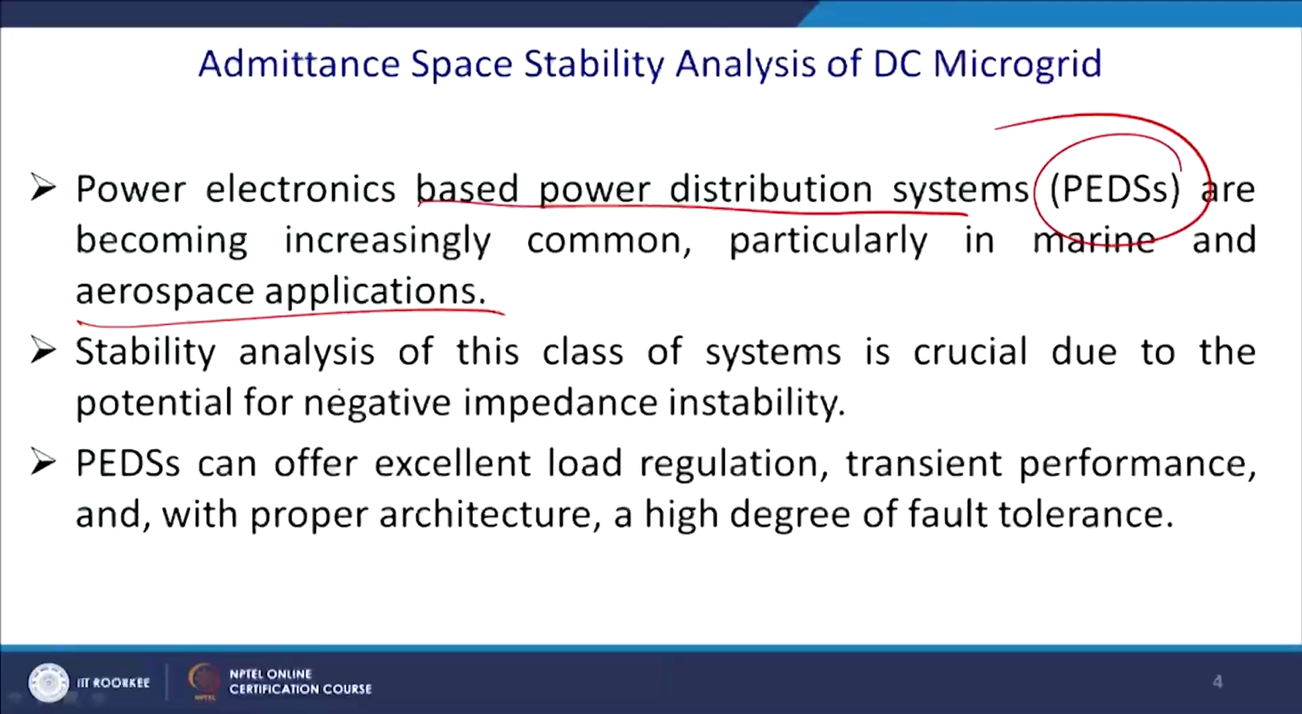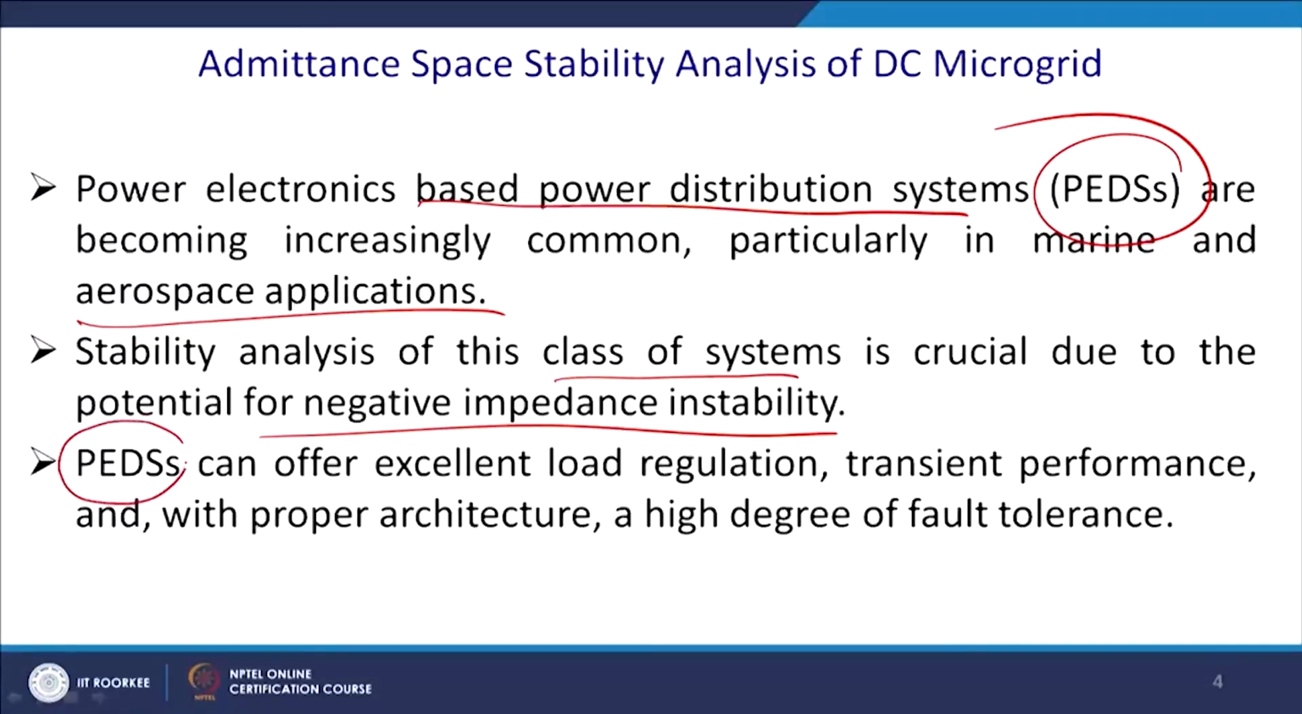So, it can be visualized as a DC microgrid. In the same way, a spacecraft or an aircraft can also be visualized as an isolated DC microgrid in islanding mode when it is flying. So, their stability is a very big challenge, for these two entities or the ship. The stability analysis of this class of systems is crucial due to the potential negative impedance instability. So, CPL is the hazard.